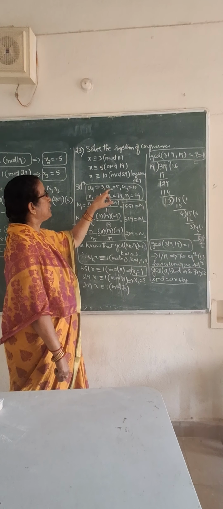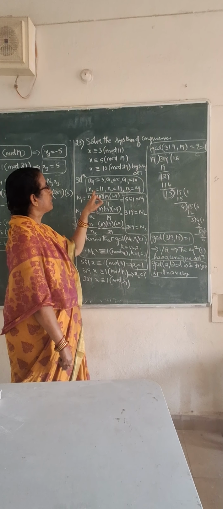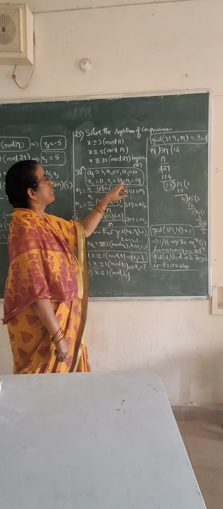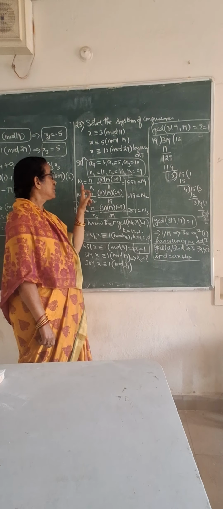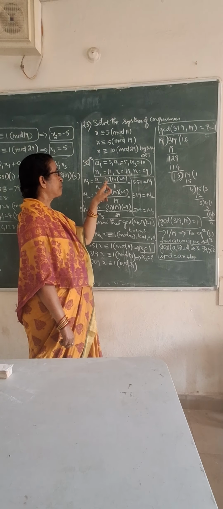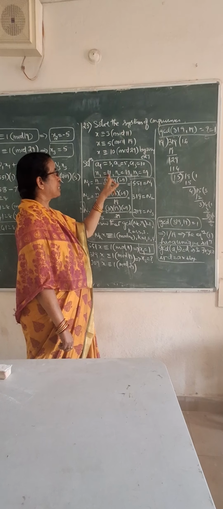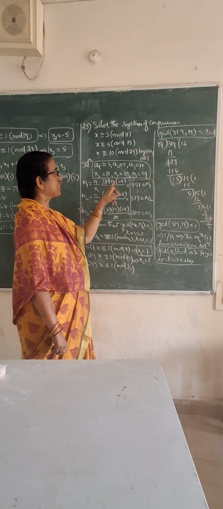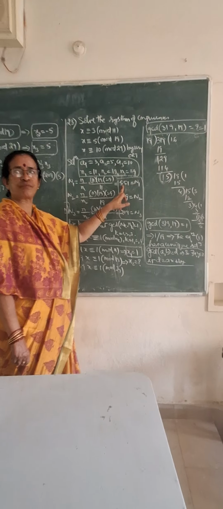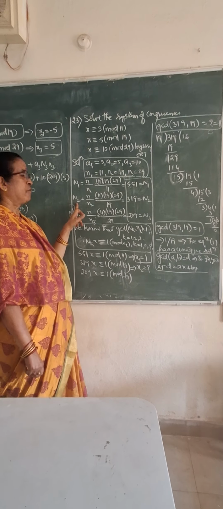What is a1? 3, a2 equal to 5, a3 equal to 10, n1 equal to 11, n2 equal to 19, n3 equal to 29. Now what is capital N1? Capital N divided by small n1. What is N? Product of all n1 to n3. That is 11 into 19 into 29 divided by 11. 11 gets cancelled. 19 into 29, 551. That is your N1.